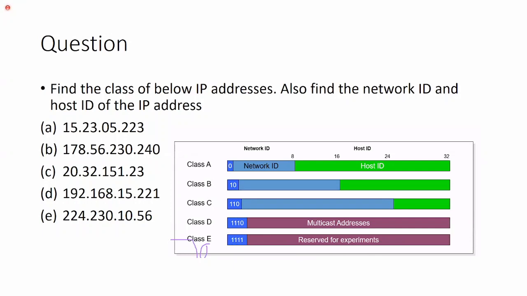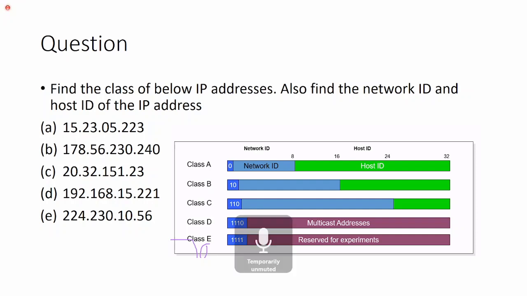No. Class B, how many digits are used for the network ID? Look at the picture. 16. 16 digits. So that means what is the network ID? 16 digits means how many decimal numbers? First one is 8 digits, second one is another 8 digits. So what is the network ID? 178.56, right? Because you need 16 digits, which means 2 decimal numbers.